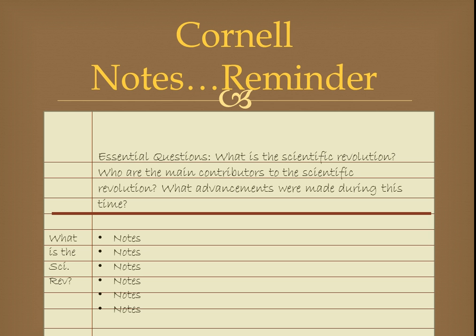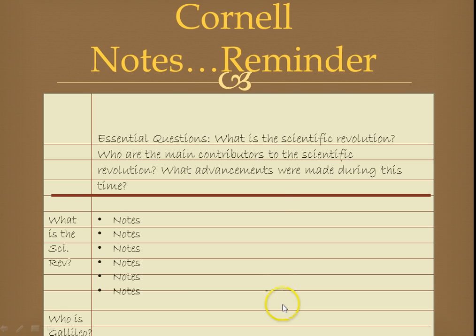Now, once the topic question changes, you can write your second topic question, which for today's lesson would be something like, who is Galileo? And then you can write your notes for that as well. So take a minute and just set up your Cornell notes with your essential questions and get ready to write our first question, which is, what is the scientific revolution?